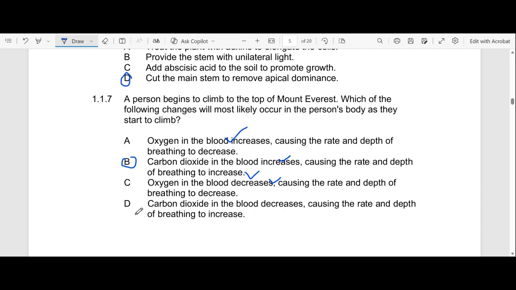Now, let's go to D. Carbon dioxide in the blood decreases, causing the rate and depth of breathing to increase. Then what's the point of increasing the rate and depth of breathing if carbon dioxide is decreasing? There's no point, right? So it's vice versa. When carbon dioxide in your blood increases, the rate and depth of breathing also increase. Those two things are directly proportional. So our answer is B.